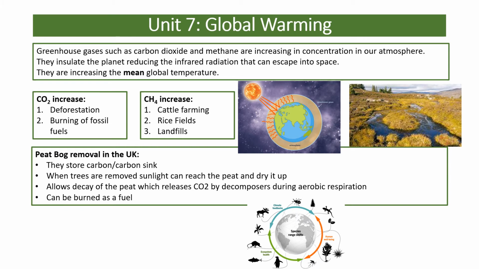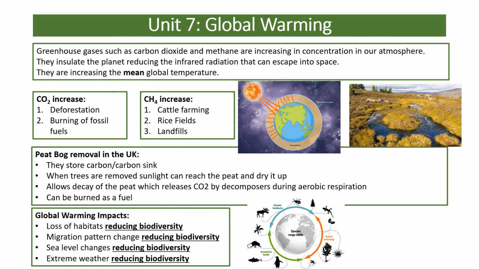For a while it's been used in gardens, and people put it on their garden because it really helps your garden flowers grow, but it was releasing huge amounts of carbon dioxide. And even some people burn it as a fuel because it burns really well and it's a cheap fuel, but again, when you burn it, it releases carbon dioxide. So we're trying to prevent that now and look after the peat in the UK, and it's also a problem in other parts of the world.